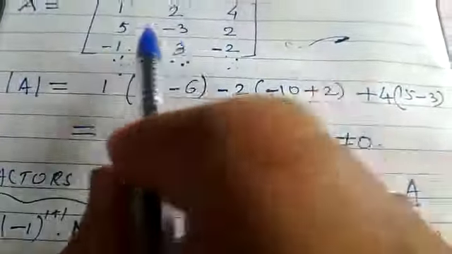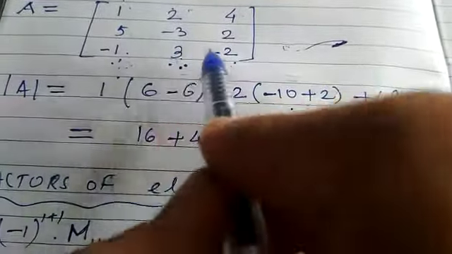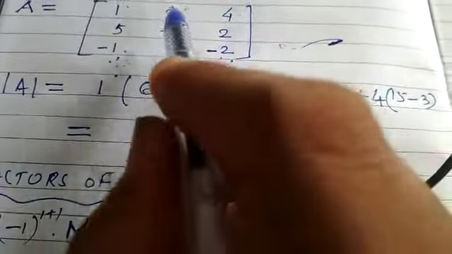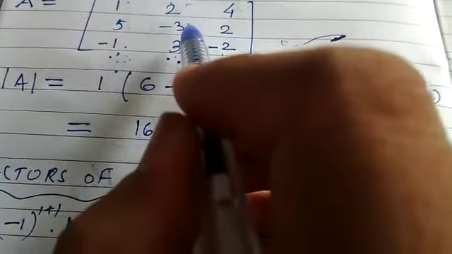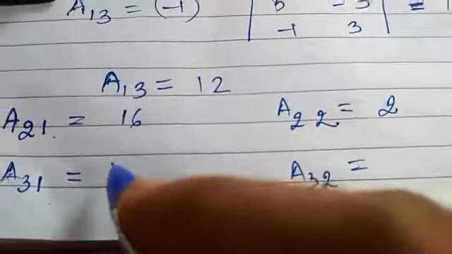So about third row, first column. That means we have to leave this row and column. 2, 4, minus 3, 2. So 4 plus 12, it is 16. 4 plus 12, it is 16 as it is.